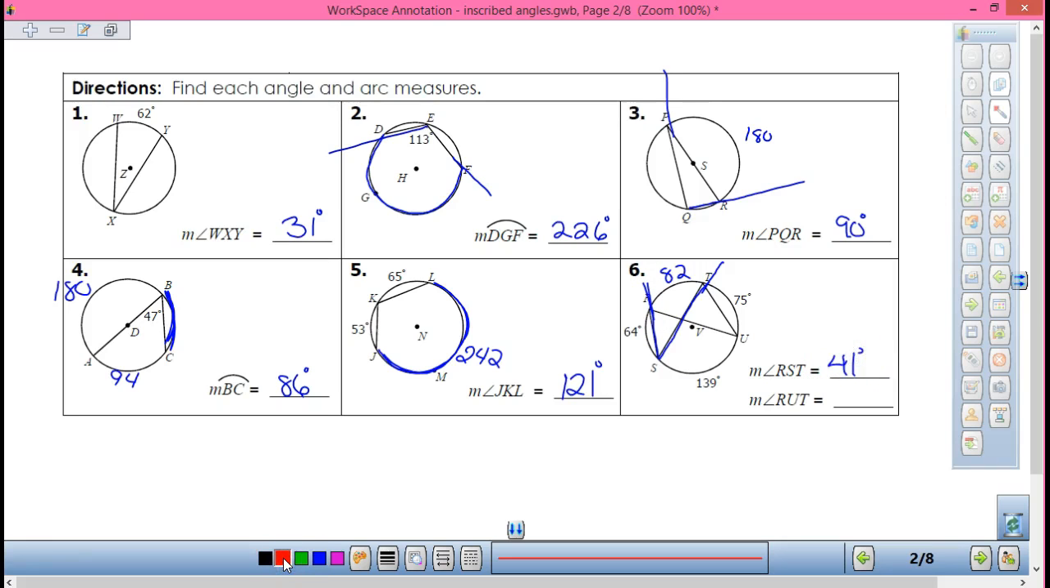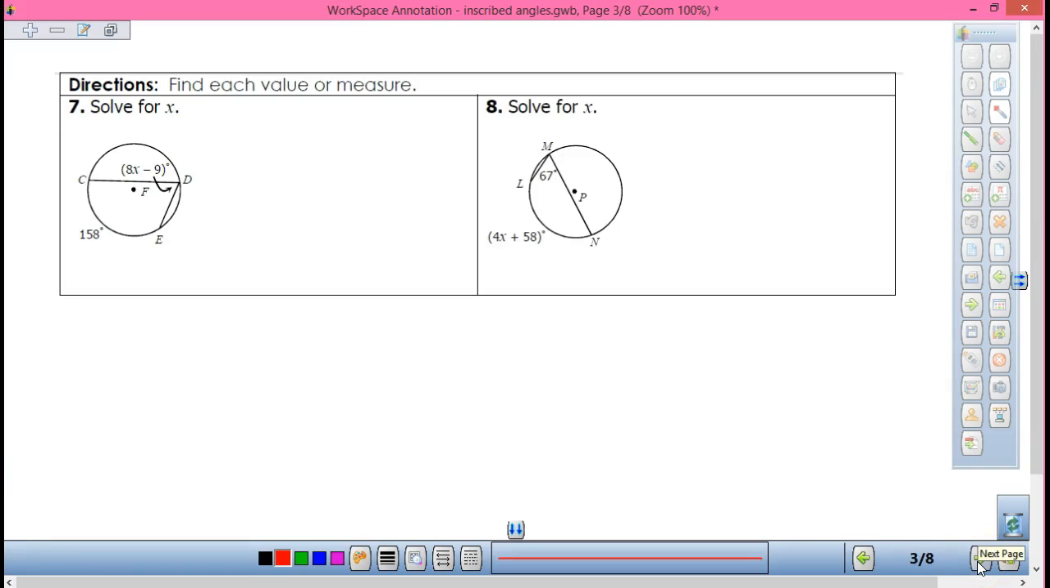Okay. Which means RUT, this guy, is going to be what? This angle right here is also going to be 41, yeah, because they both have the same arc, right? So if they both have the same arc, they're going to be the same angle, yeah.